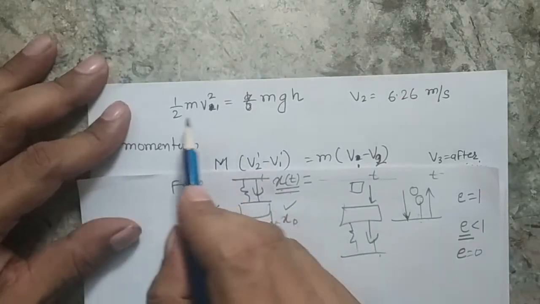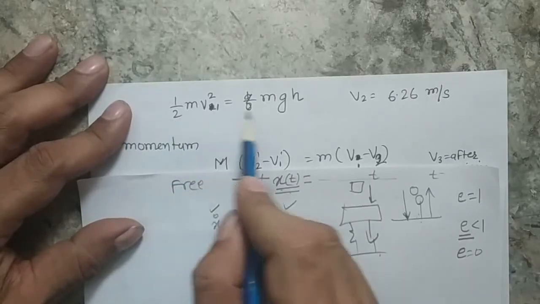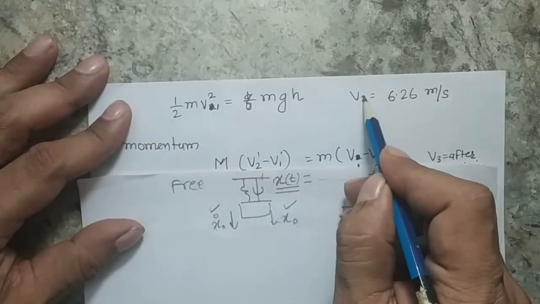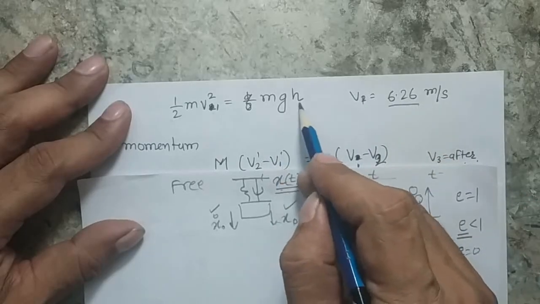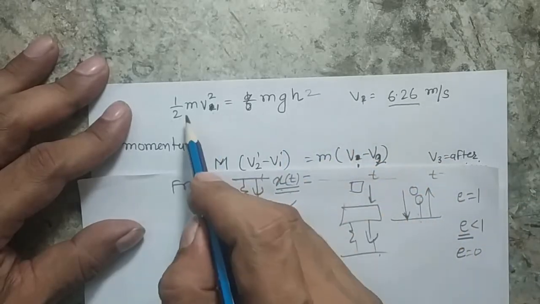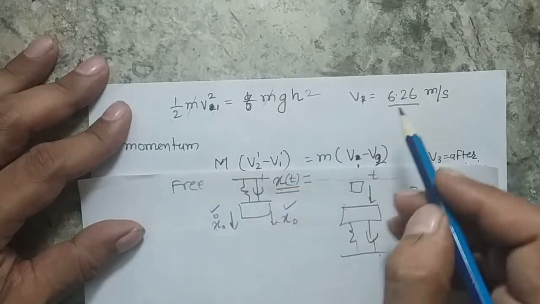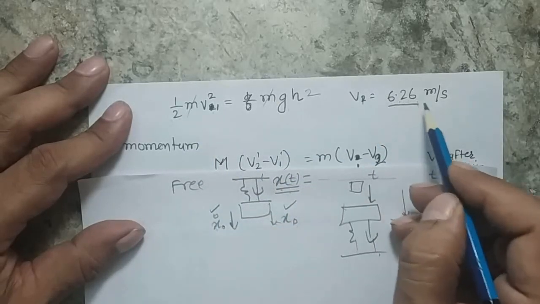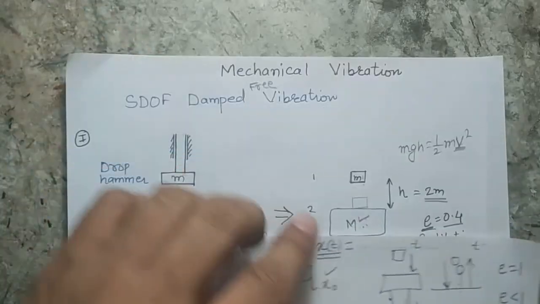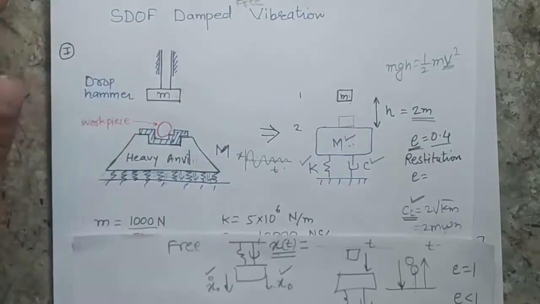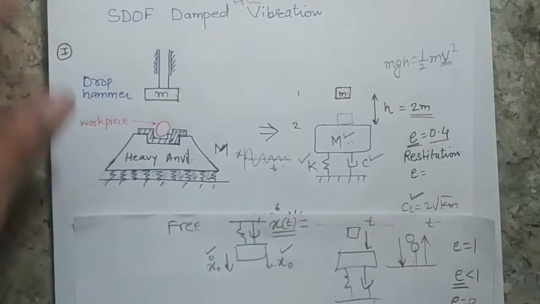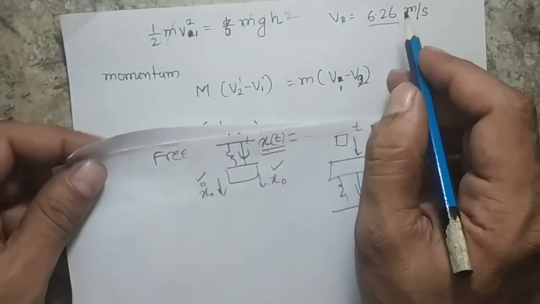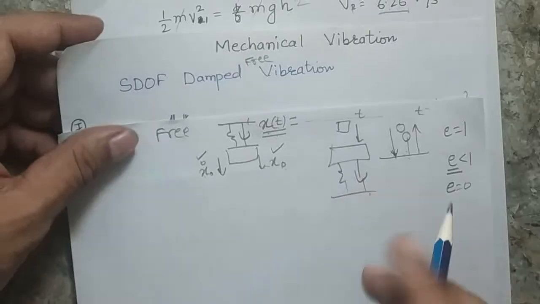So if I use half mv square is equal to mgh, I will get the velocity of this mass, and that comes out to 6.26, because my height is given as 2 meter, m will cancel out, and g is 9.8. So this 6.26 is the velocity when this mass hits this surface. When the hammer touches this anvil, its velocity will be 6.26 meter per second, and that will be the initial velocity to this system.